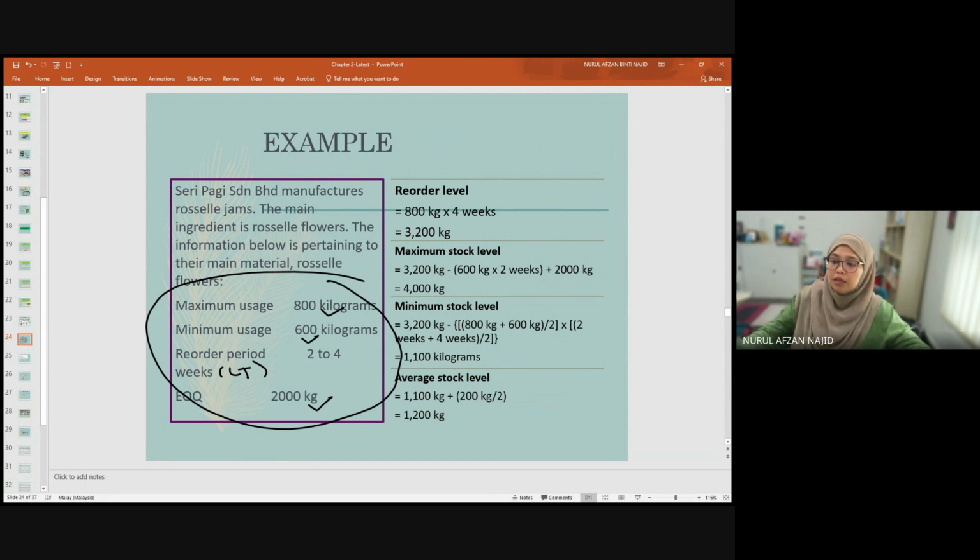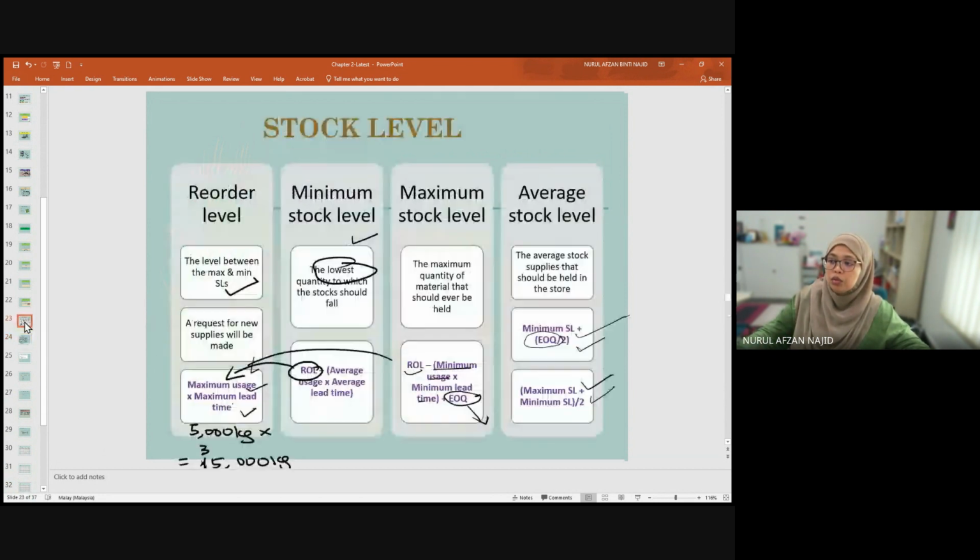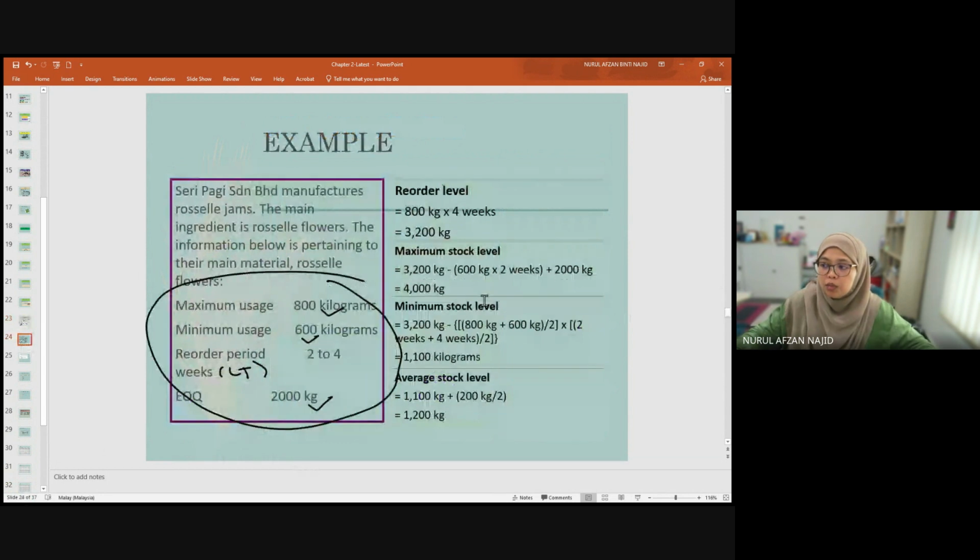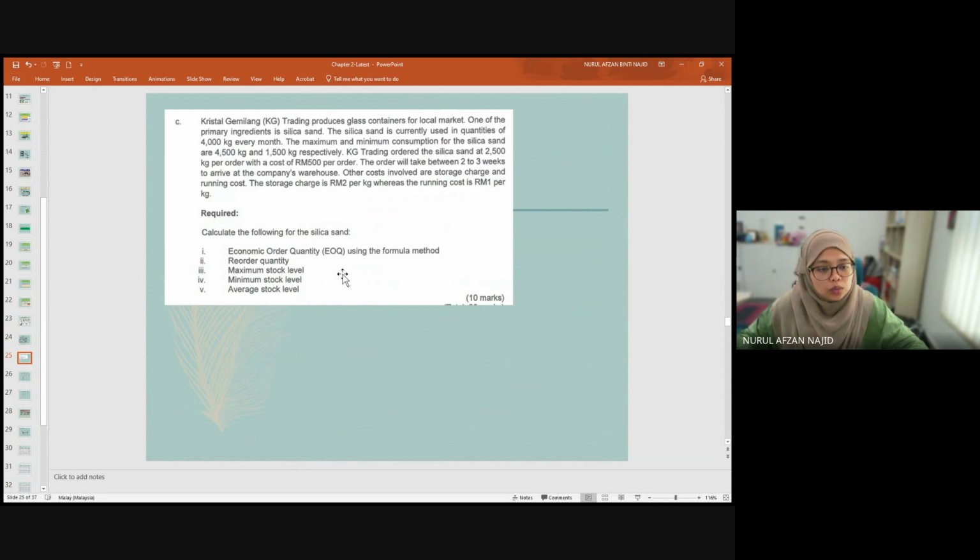Okay, so you just refer dekat slide yang ni untuk you dapatkan, you nak fahamkan dia punya formula tu dulu. Okay, then you akan nampak lah kat sini why I ambil 3200, kenapa kena ambil 800 tambah 600 and so on. Okay, alright, so hence kita dah settle 2 subtopik untuk chapter material iaitu 3 theory part, calculation part ada 2, EOQ dan juga stock level. So, ada soalan?